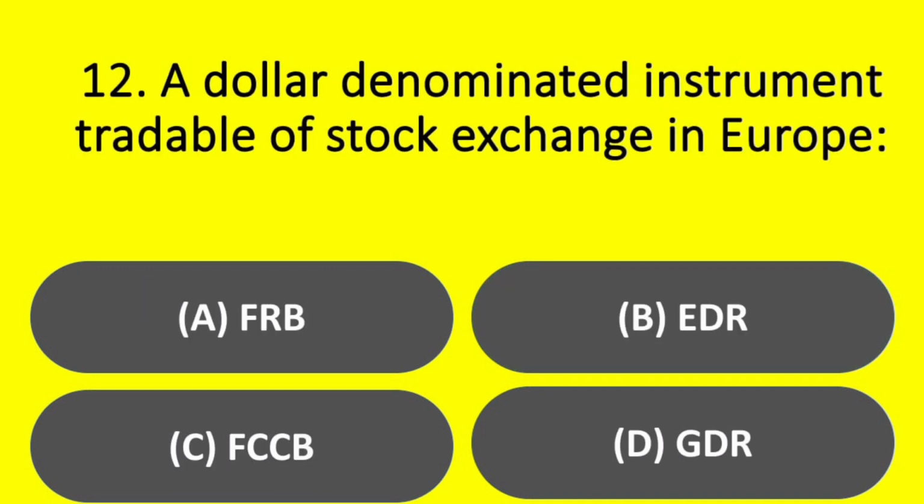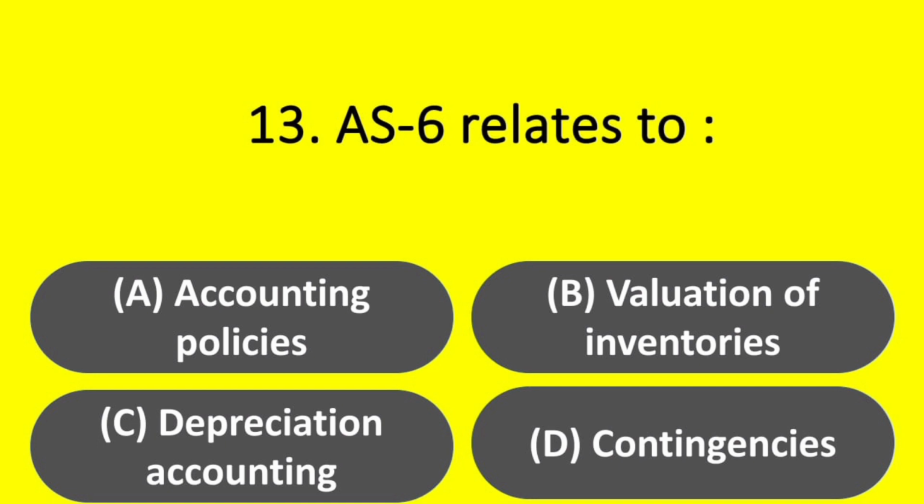A dollar denominated instrument tradable on stock exchange in Europe: option A, FRB; option B, EDR; option C, FCCB; option D, GDR. Answer: option D, GDR.